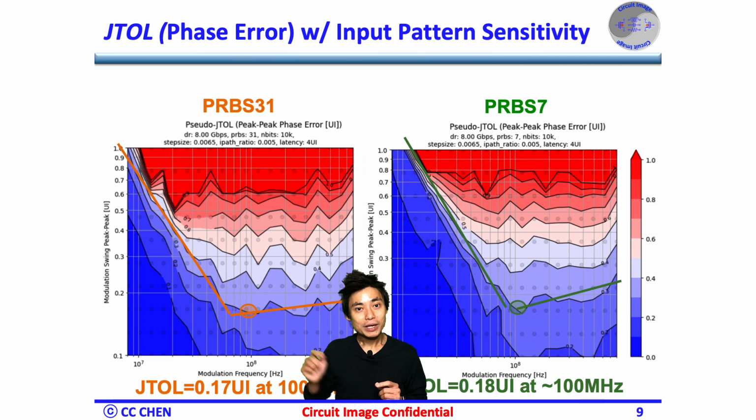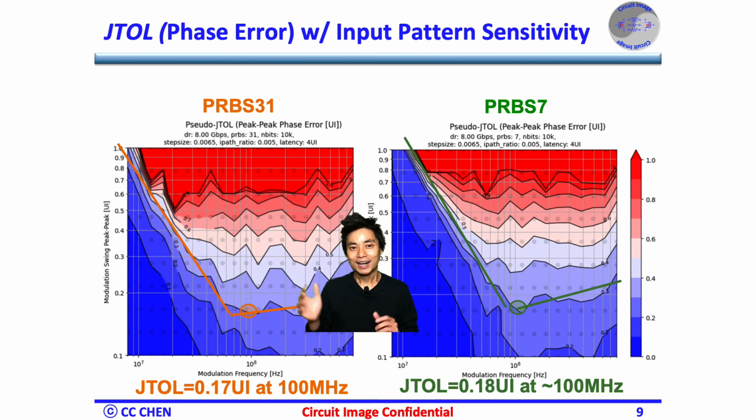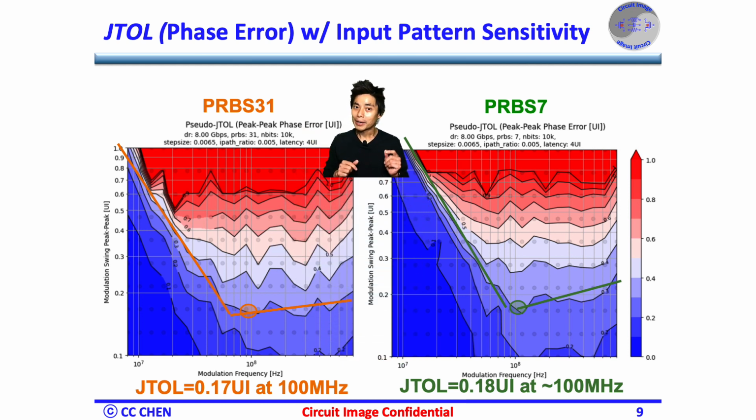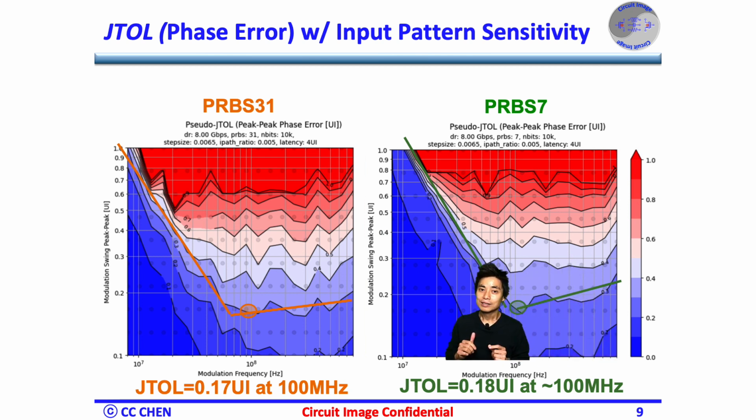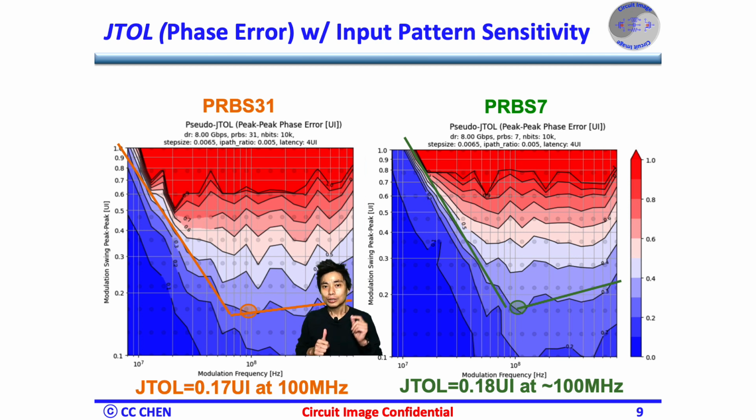Right, as we mentioned in the wide-band loop latency video, the long pattern would add latency due to the missing data transition. Therefore, we could compare both PRBS31 and PRBS7 and see how the pattern impacts the jitter tolerance. As you can see, the PRBS7's jitter tolerance green line has a much better tolerance than the PRBS31 jitter tolerance orange line, as expected.